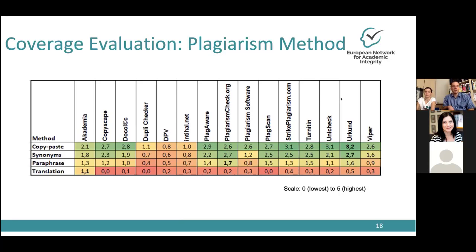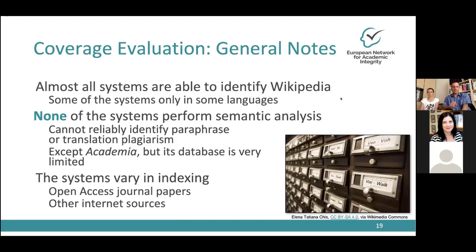The only notable exception here is Albanian national system Academia, which is able to perform semantic analysis and find translation plagiarism, but unfortunately their performance on copy-paste were among the worst, so their database is really limited, but they can find translation plagiarism. So what are the general findings of our analysis?